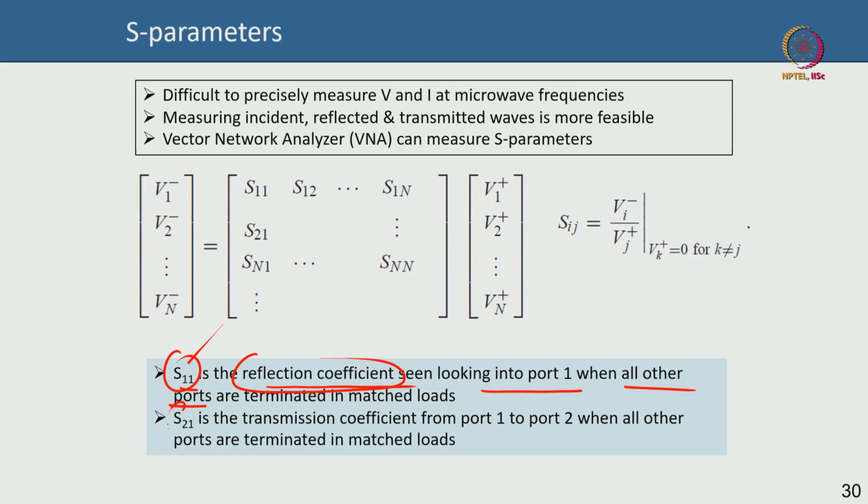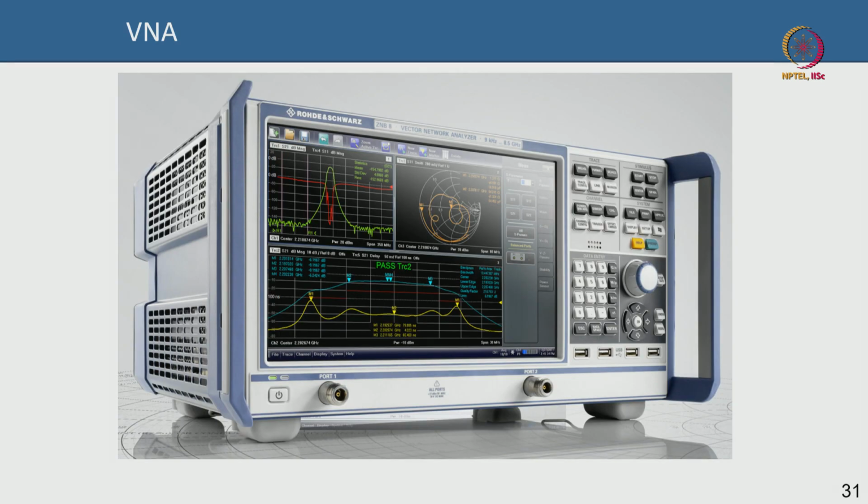S21 is like the gain, it is the transmission coefficient, how much are you transmitting from the input to the output side in a transistor. From port 1, which is the input, to port 2, which is the output, how much power or signal are you transmitting when other ports are terminated in a matched load. In this case there are only two ports, so you have to match the appropriate port accordingly, then you get it. So, this is the image of a typical vector network analyzer.